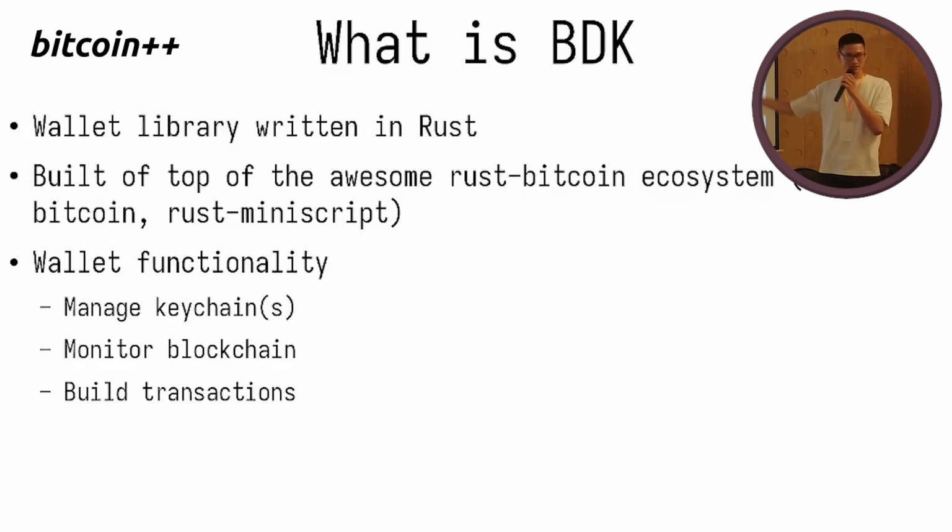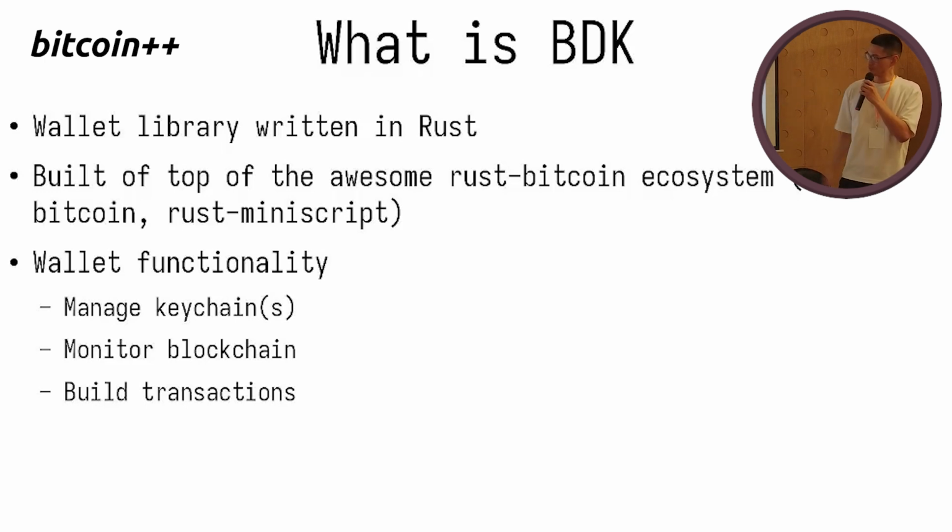So BDK is a library written in Rust. It's a very safe language, very memory safe. And BDK is built from the Rust Bitcoin ecosystem. Things like Rust Bitcoin itself, with its different Bitcoin structures, and also Rust miniscript. In fact, BDK has very good support for miniscript. But most of the heavy lifting of the script work is already done by Rust miniscript. So when we talk about BDK, I'll just say that.